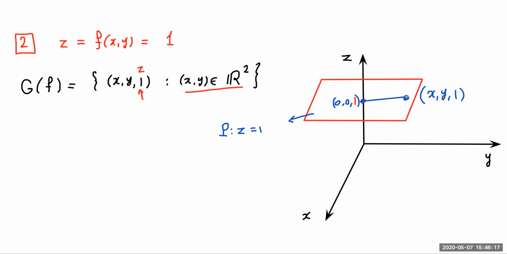Because if I sketch this one, here it's orthogonal. So the z of this point here is 1.